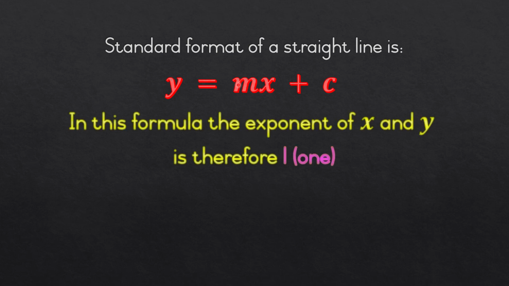Okay. In this formula, the exponent of x and y is therefore 1. This part is also very important, because if y was squared or x was to the power of 3, then it does not qualify to be a straight line. x and y have to have an exponent of 1 only to qualify as a straight line.